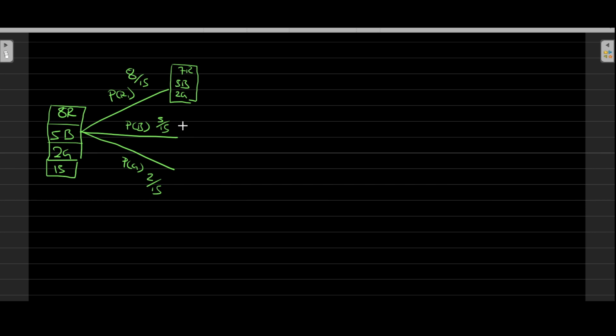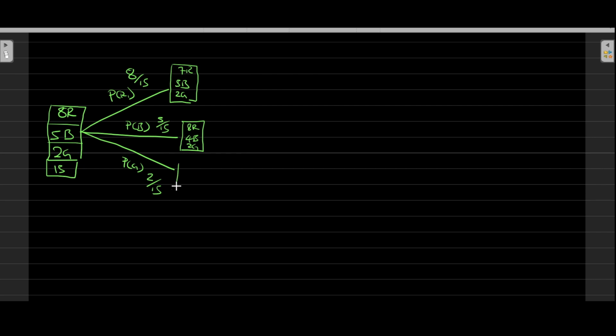If you come here again, our blue pens are going to reduce at this point. We are going to maintain the red, they're going to be 8. Now the blue are going to be 4 blue. And the green, you're going to maintain them, they're going to be 2 green.